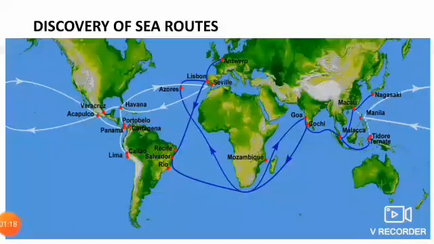After Columbus, the Europeans discovered several sea routes. They could now sail not only to America but also to different parts of Africa, India and Australia. They traded with these countries and amassed immense wealth, which was used to develop industries in Europe.